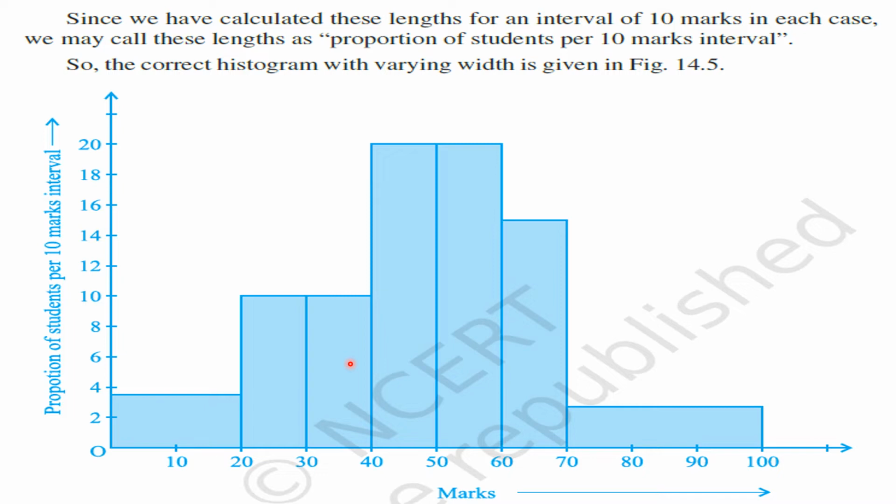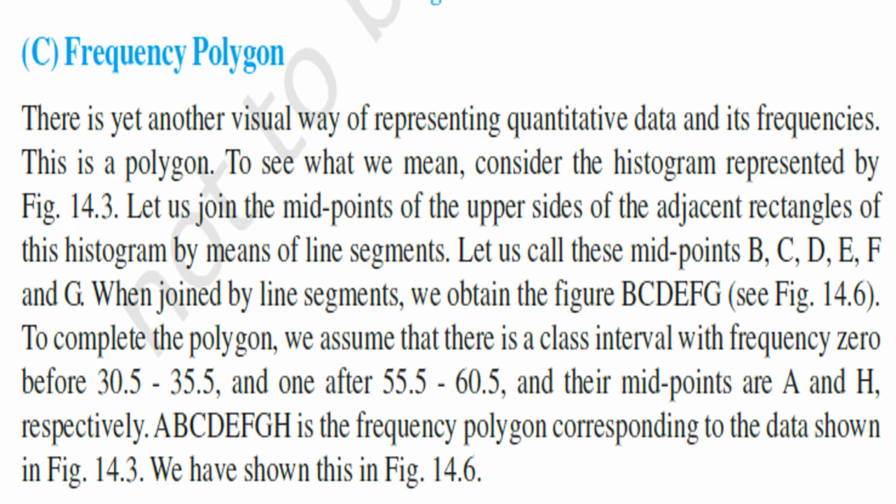Understood this point, my children? So this is a histogram of a frequency distribution with class intervals of unequal size. Okay, my children, understood this point? Right. Now come to the next point, that is a frequency polygon.